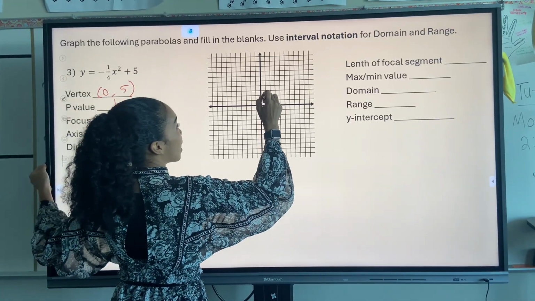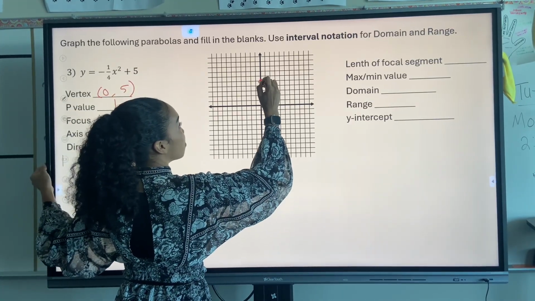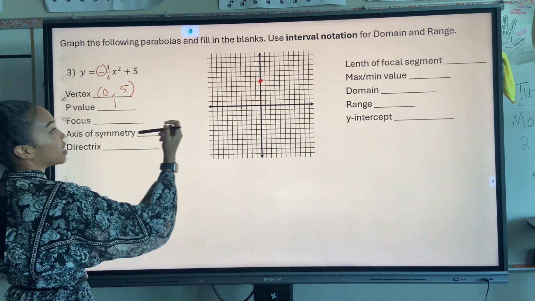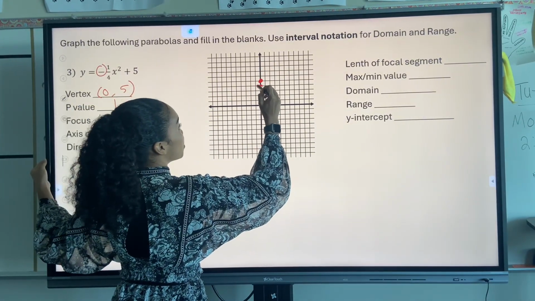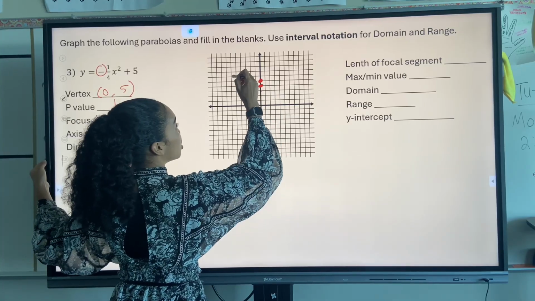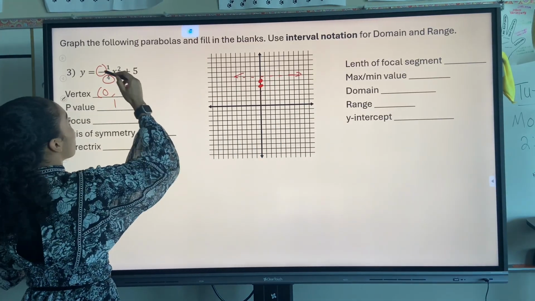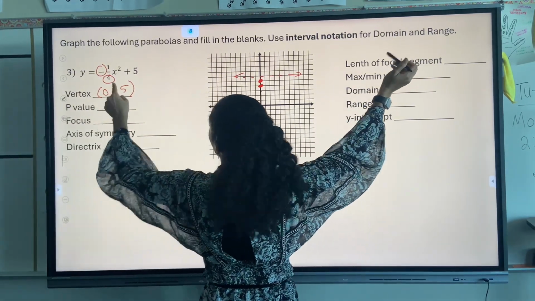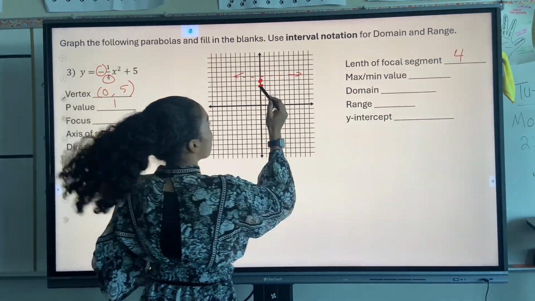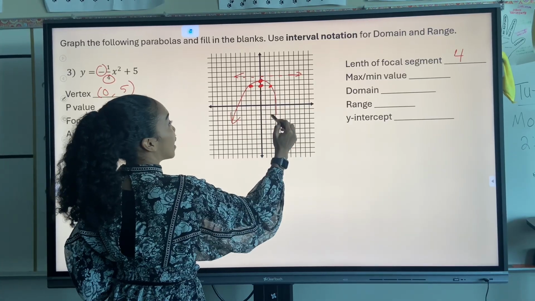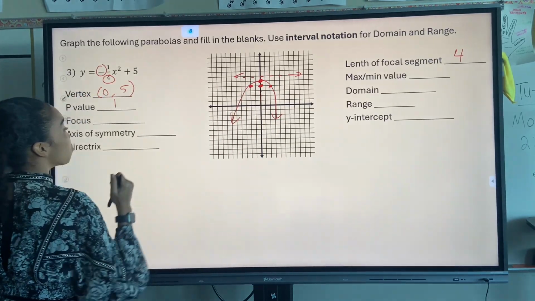Your vertex is at 1, 2, 3, 4, 5. Your p-value is 1, and this is facing down because there's a negative sign. So your focus is right here, 1 space away, and your directrix is up here, 1 space away. Your focal length segment is 4. So from the focus, you're going to go left 2 and right 2, and it should go like that. That's how wide it is, 4 spaces.